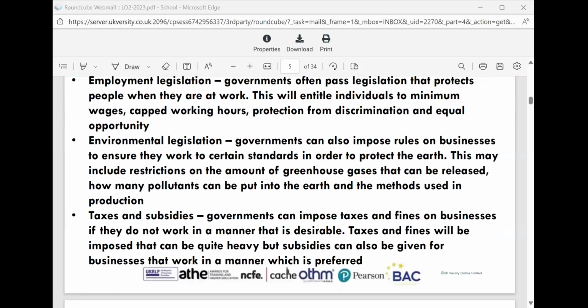We have things like environmental legislation, which covers things like pollution and waste disposal. It imposes rules on businesses to ensure that they protect the earth and make sure that there are no forms of pollution. We've also got taxes, which covers income tax, business tax, sales and payroll, and taxes and fines will be imposed if this is not dealt with properly as well. So the legislation governs that.